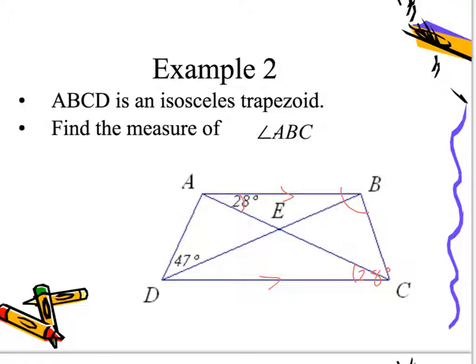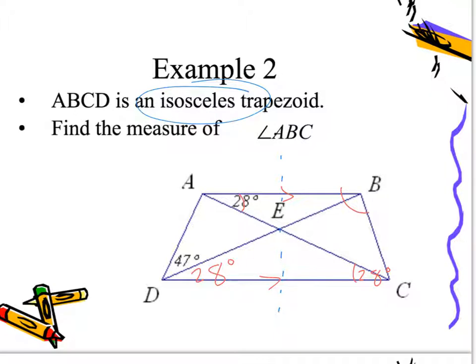Now, what's lovely about an isosceles trapezoid is the same would apply over here. This is also going to be 28 degrees. So it's almost like it's symmetrical down the middle. Like if you were folding it in half, all the information is the same on one side as it is the other because it is an isosceles trapezoid.